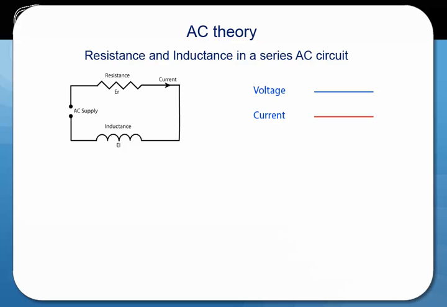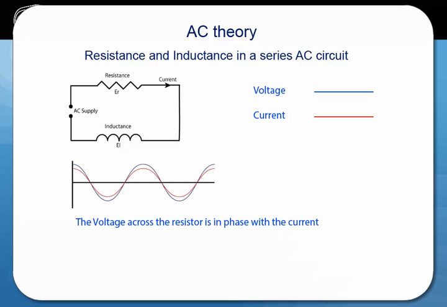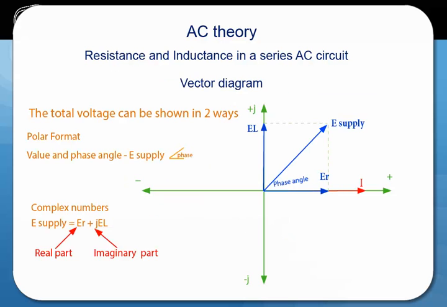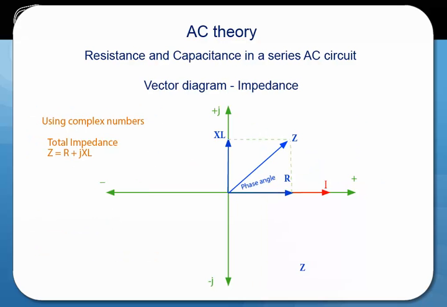Here we have a series circuit consisting of a resistor and an inductor. Once again, the current is the reference. The voltage across the resistor is in phase with the current. The voltage across the inductor leads the current by 90 degrees. The vector diagram shows that the voltage across the inductor is a positive J value because the voltage is leading and the vectors are rotating anti-clockwise. The phase angle is positive. The vector diagram is showing the relationship between resistance, inductive reactance, and impedance.